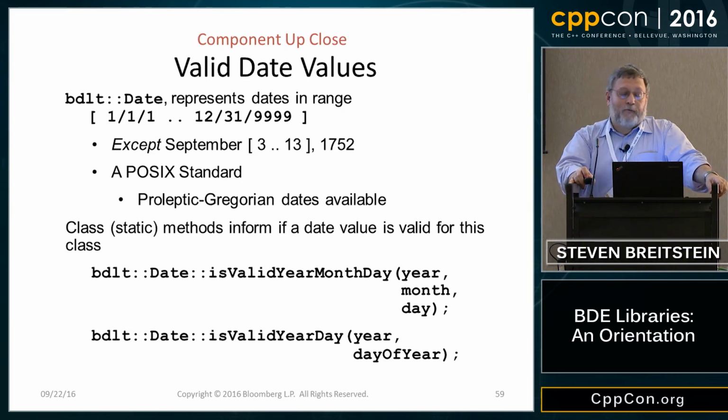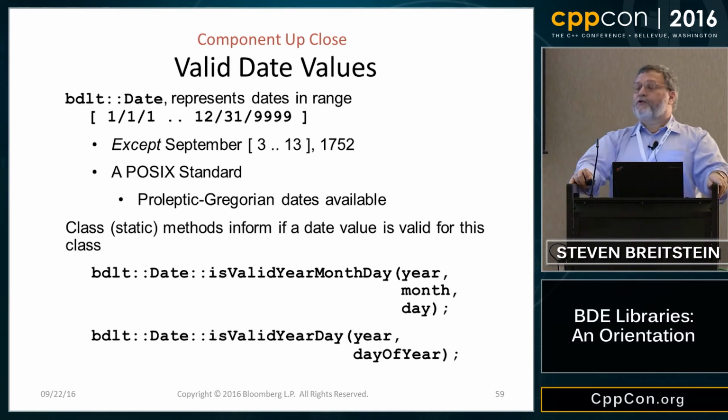Methods are provided. So basically a date is represented by integers. Year, month, and day, or year, day, and year. How do you know which combinations of integers you can put into a class? There are static methods provided to tell you whether they are valid or not.